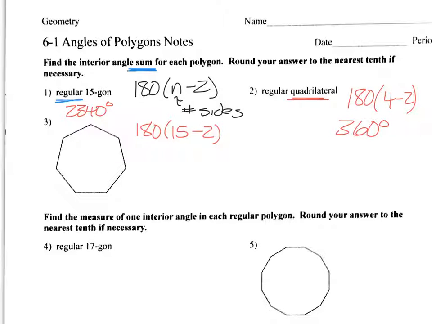Okay, what about this next one, number 3? The first thing we've got to do here is count. 1, 2, 3, 4, 5, 6, 7. So a septagon or heptagon, whatever we want to say. So 180 times 7 minus 2, and we get 900 degrees. That one's pretty straightforward, just using a formula.